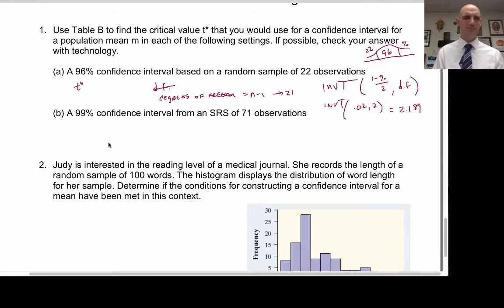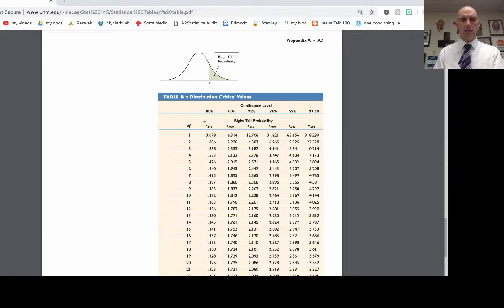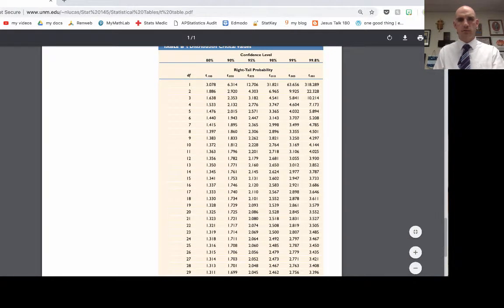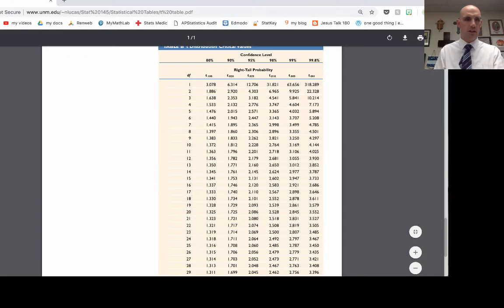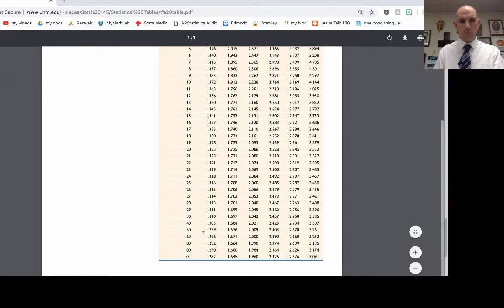All right, next one. 99% confidence interval. I know that one's on the table B. From an interval from an SRS of 71 observations. So random observations, here we go. 99% confidence interval, so I'm in this column here, and I'm going down to, well, what am I going down to? This would mean that degrees of freedom is equal to 70, which is great. That one's going to be on my chart, I think. And, oh boy, it's not. So what am I going to have to do? So I'm going to have to use 60 for my chart.